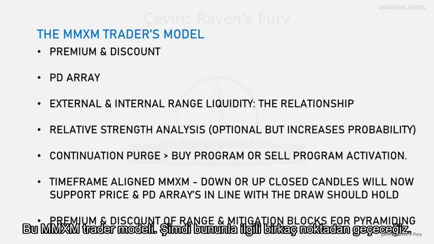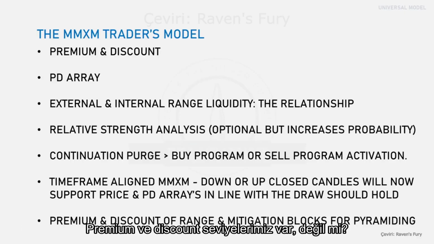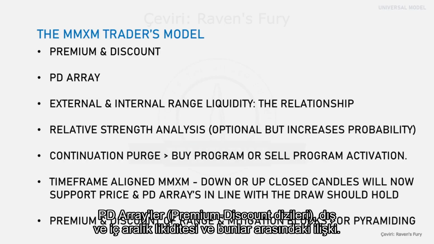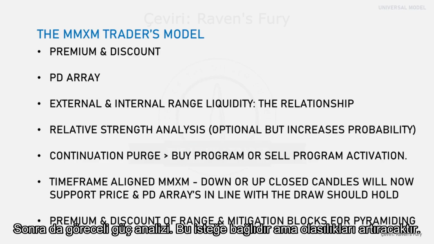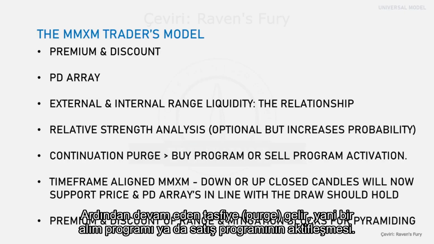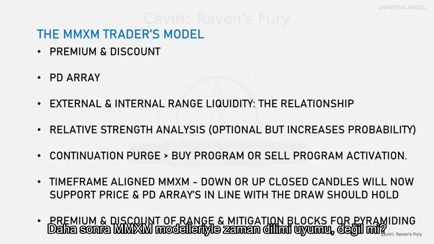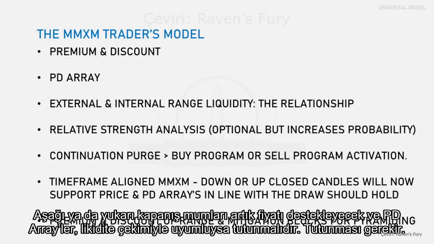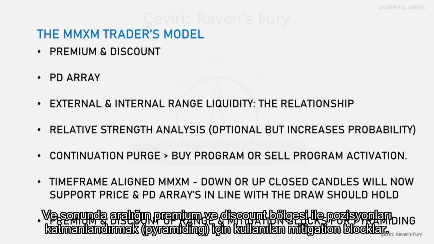It works on Forex, it works on index futures, it works on stocks, and it even works on crypto. The MMXM traders model. So we're going to go over a few points on this. We've got that premium and discount levels, right? The PD arrays, external and internal range liquidity, and the relationship between them. Then relative strength analysis. This is optional, but it will increase your probabilities. Then continuation purge, so a buy program or a sell program activation. Then time frame alignment with the market maker models, right? Down or up close candles will now support price, and PD arrays in line with the draw should hold. And then eventually premium and discount of the range, and that mitigation blocks for pyramiding your trades.